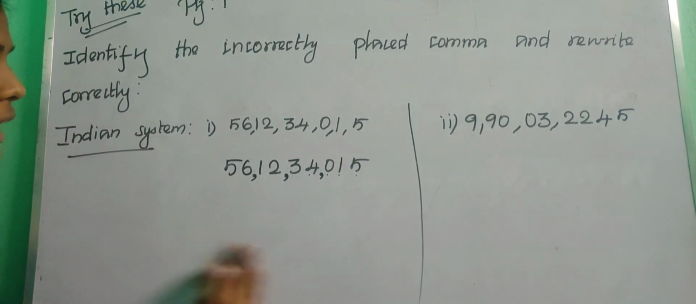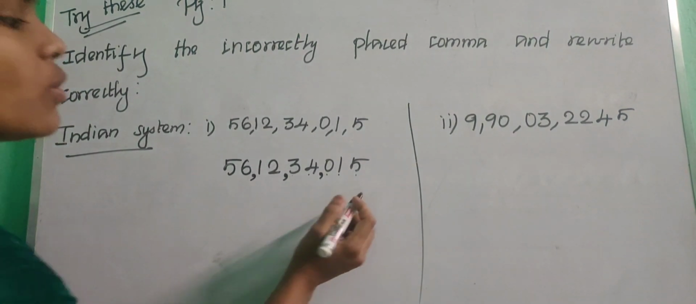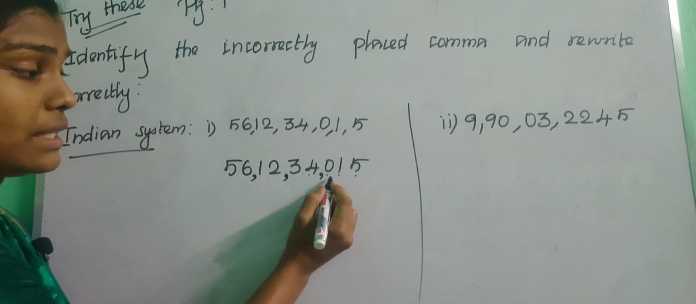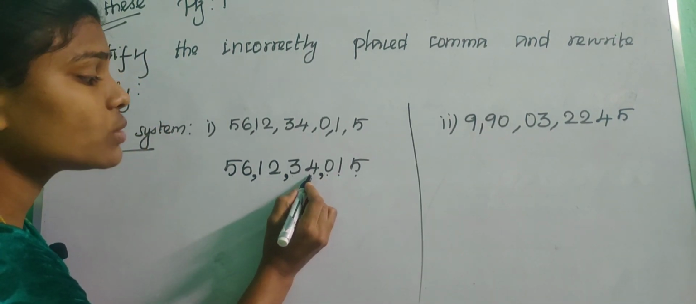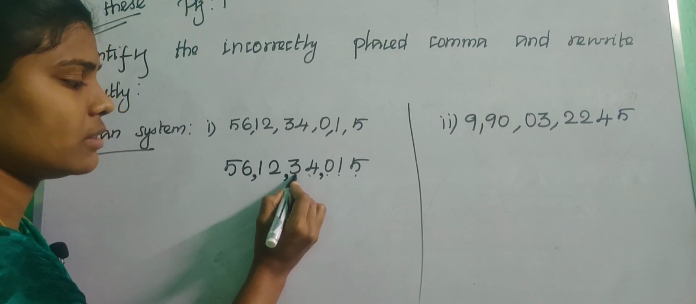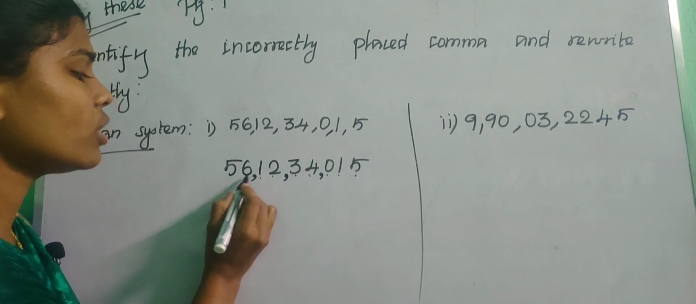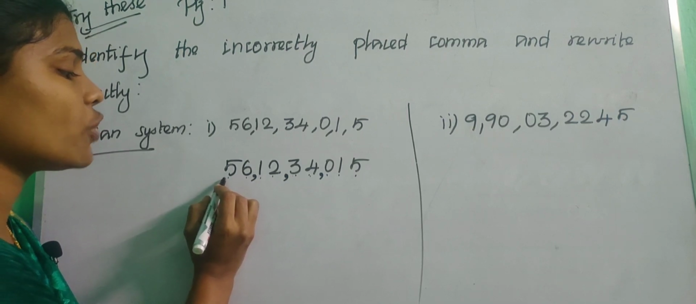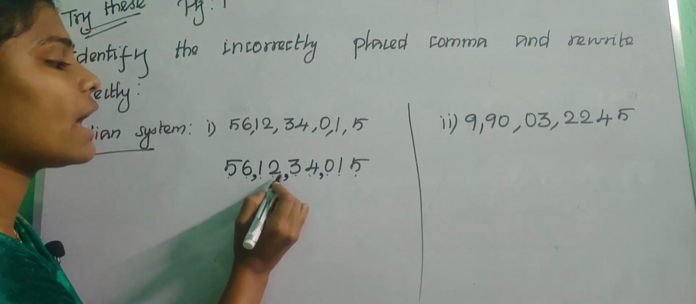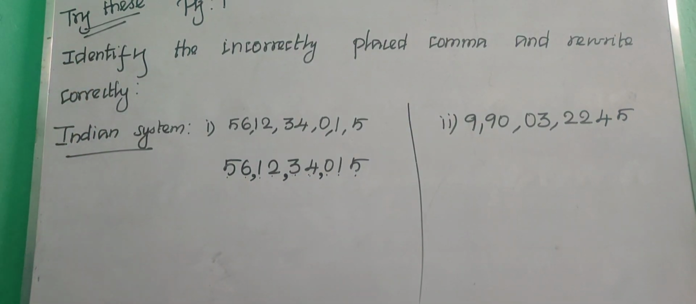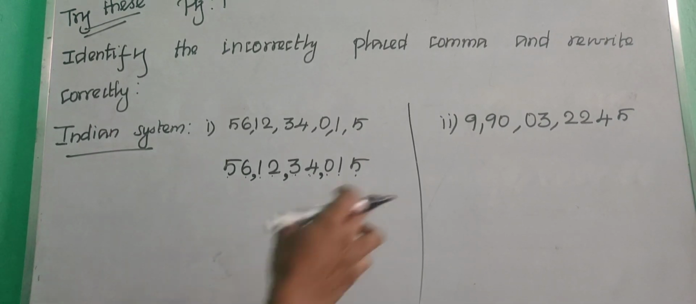So can you say the number name for this? Ones, tens, hundreds, and then thousand, 10,000, and then lakhs, 10 lakh, and then crore, 10 crore. So 56 crores, 12 lakhs, and 34,015. We can write the number name like this. Okay children, did you all understand? So let us do the next one.